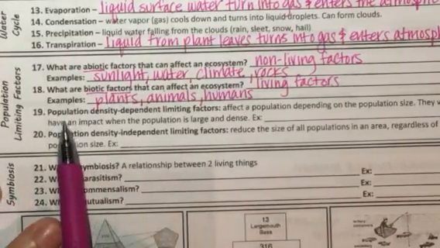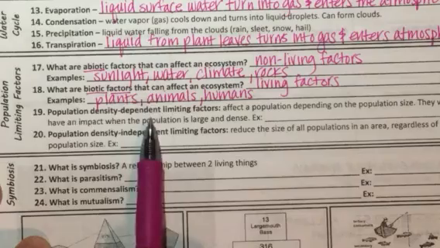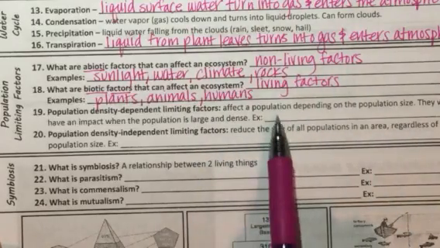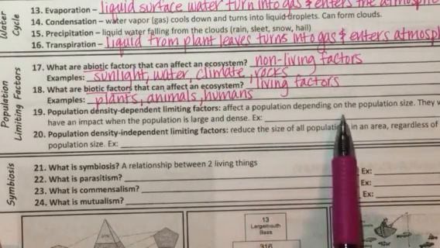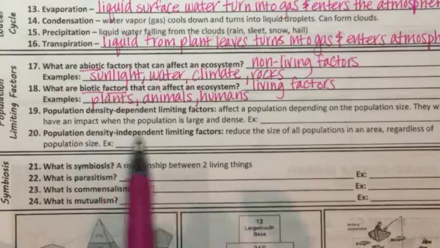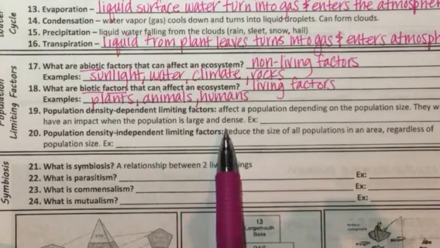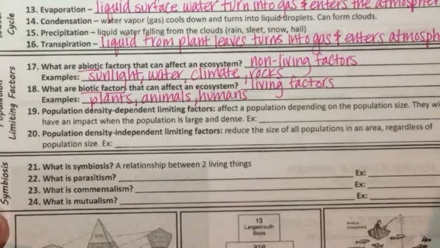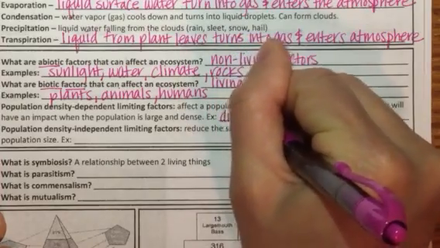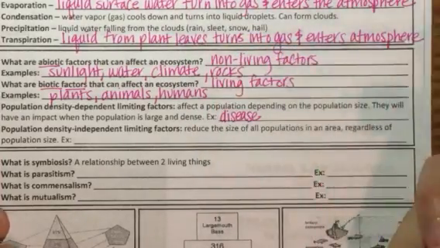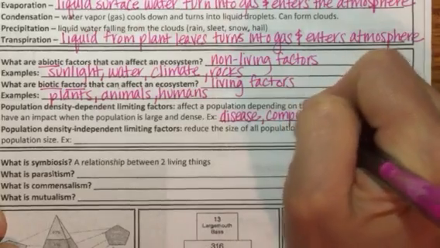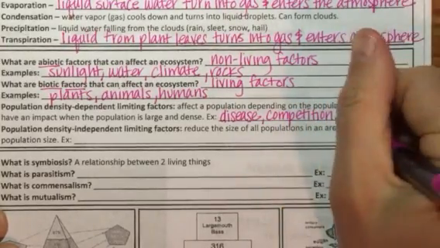This is where it gets a little bit tricky when they talk about population density dependent limiting factors. So these are things that affect a population and depend on the population size. They have an impact when the population is large and dense. A real easy one to understand is disease. If our population is very dense and large, disease is going to spread very quickly and easily, right? Competition, predation.